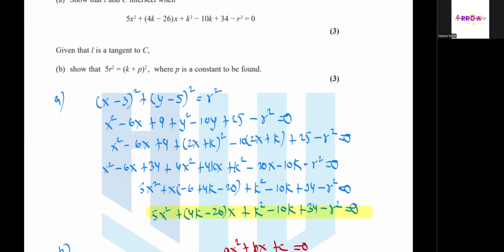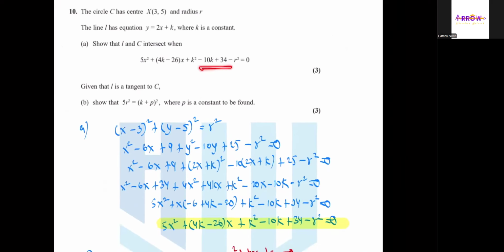And then the terms which are independent of x and x², meaning the constant terms. So all of the constants are over here in the form of k and r, where k and r are unknown right now. If you knew the value of k and r, you would be able to evaluate the constant, which is the evaluated value of this complete expression, which is highlighted right now: k² - 10k + 34 - r². But since we don't know the value of k and r right now, we need to show the equation in this required form.